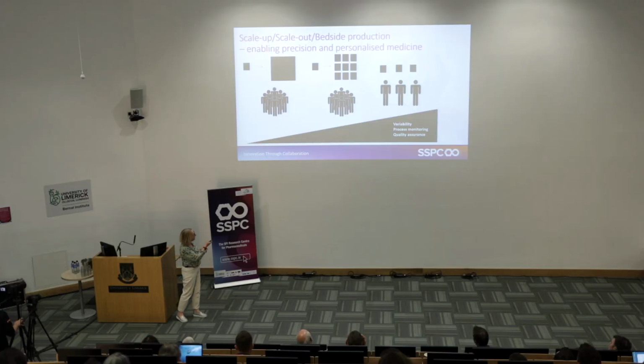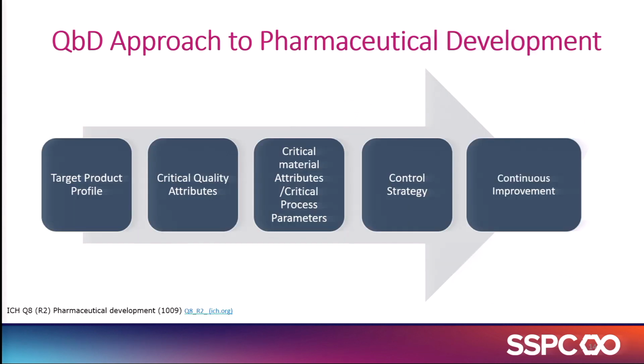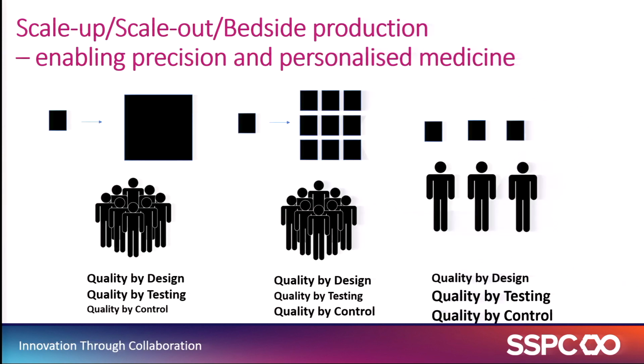And what I want to just point out is once you get to that kind of area, you're now increasing your variability, and your process monitoring and your quality assurance increases. You have the same issues here, but what I think really is changing is we used to be quality by testing, we went to quality by design. Moving to continuous now, we're moving to quality by control. But once we get to this precision medicine, we're actually back to quality by testing again, testing every product. And that's, I think, where the spectroscopy comes into play.